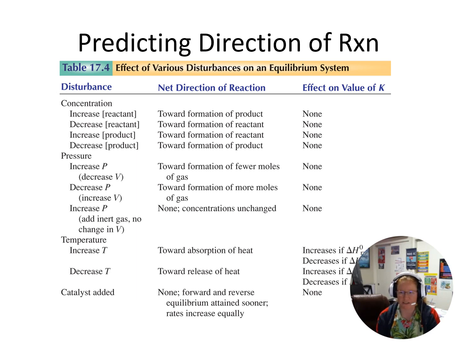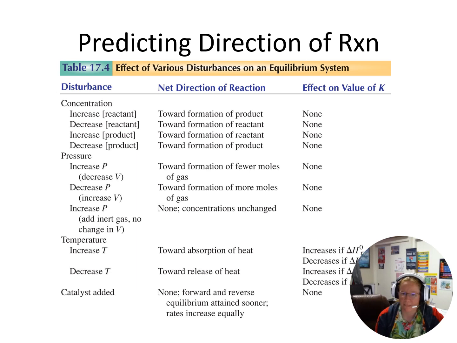So when I look at these and I predict the direction of my reaction, okay, if I increase my concentration of reactant, I'm going to shift toward product. If I decrease my concentration of reactant, then I need to make more reactant, and I'm going to shift toward my reactant. If I increase the concentration of a product, then I need to get rid of some of that, so I'll shift toward reactant. If I decrease the amount of product, then I need to make more product, and I'm going to shift toward the formation of the product.